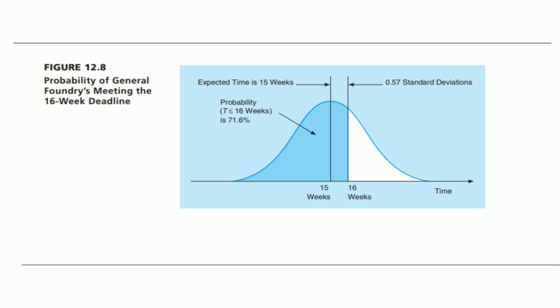So this is the probability. The standard deviation is 0.57, the expected time is 15 weeks, and the probability is 71.6%.